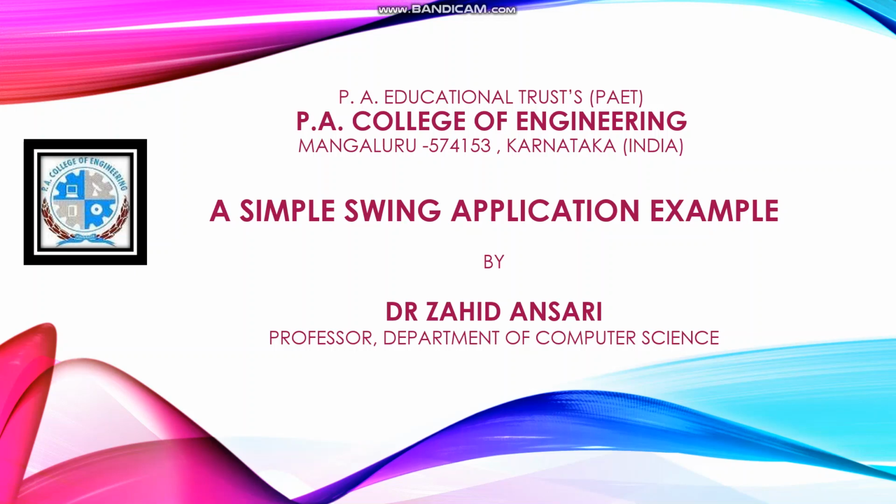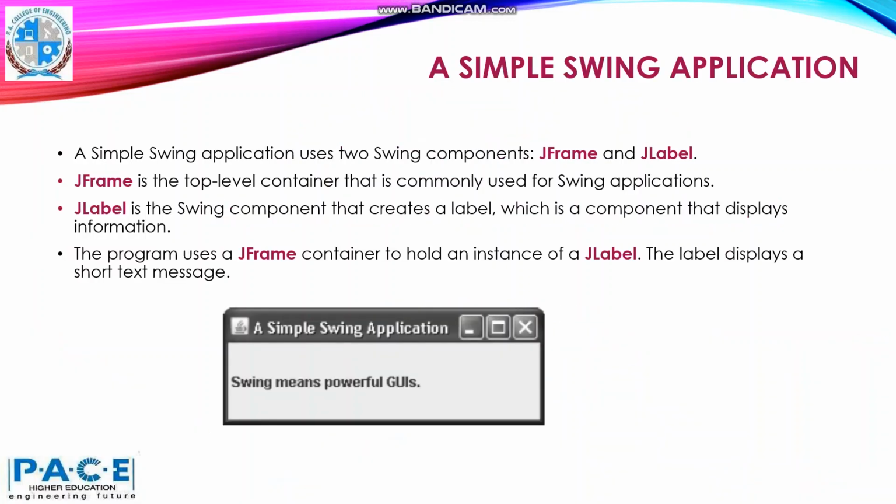In this video, we'll discuss a simple swing application with example. Our simple swing application uses two swing components: one is the JFrame and the other is a JLabel. JFrame is the top level container that is commonly used for swing applications. JLabel is the swing component that creates a label, which is a component that displays information.